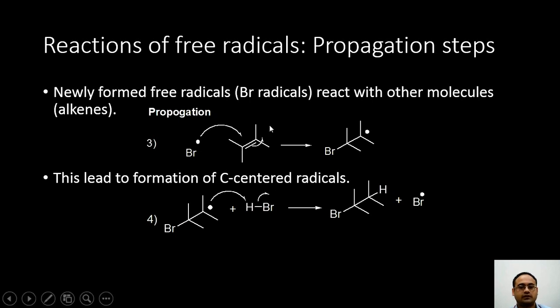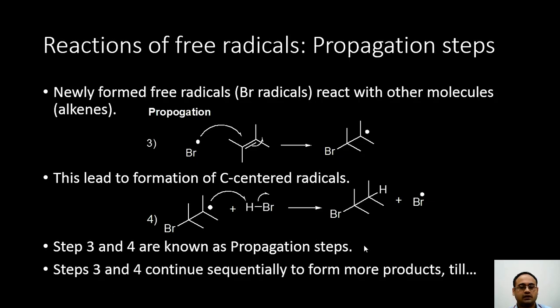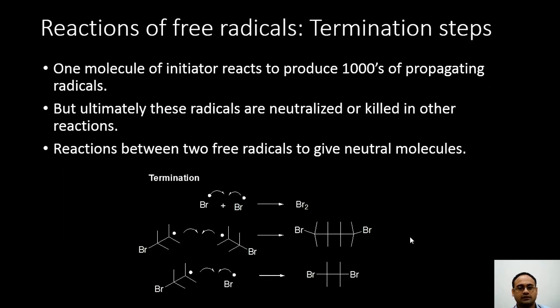So we here see that the bromine first reacts with the alkene, gives us an alkyl radical. The alkyl radical takes a proton from the HBr and gives back the bromine radical. This further reacts with alkenes and the chain propagates. Therefore, these steps 3 and 4 are known as propagation steps. And steps 3 and 4 will keep continuing sequentially to form more products till the time termination steps happen. So one molecule of the initiator usually reacts with thousands of molecules and propagates the reaction.